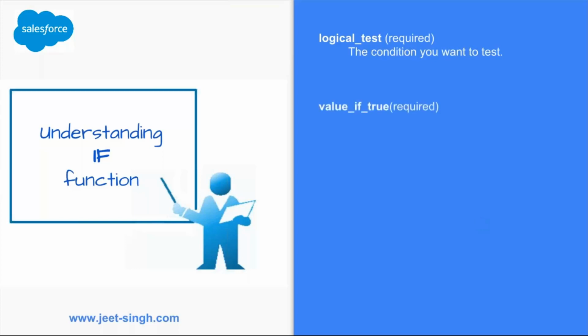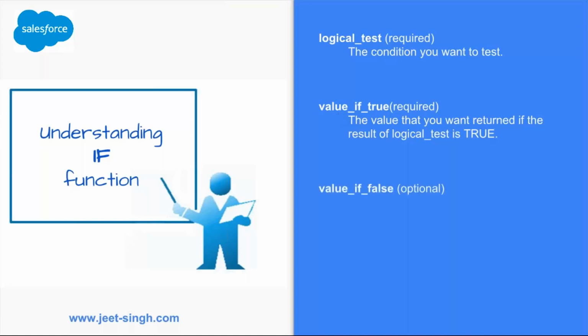Now, the second parameter is value if true. If x is greater than 10, then what do you want to do? That should be written here: the value that you want returned if the result of the logical test is true. The logical test needs to be supplied as the first parameter, and value if true holds the value that you want returned if the logical test is true. In the same way, value if false is the parameter where you supply the value that you want returned if the result of the logical test is false. However, this one is optional. The first two are required, and this one is optional.